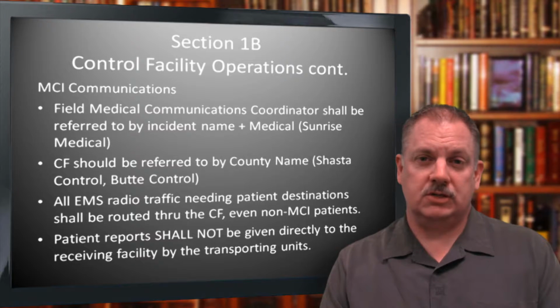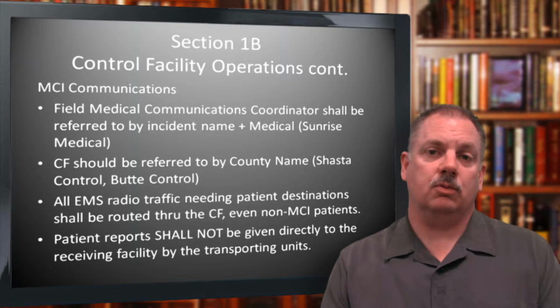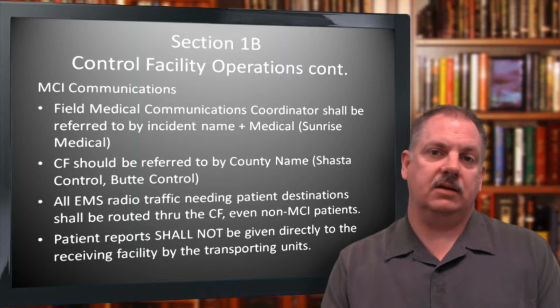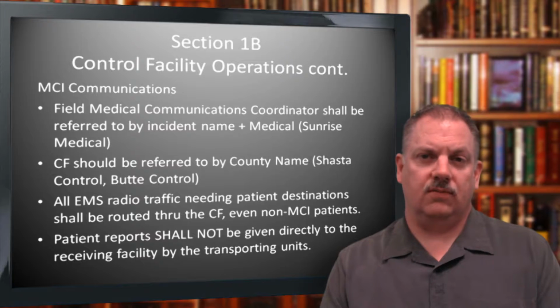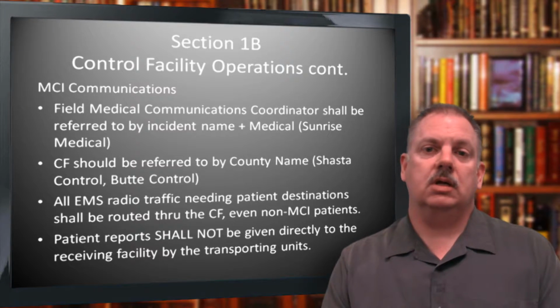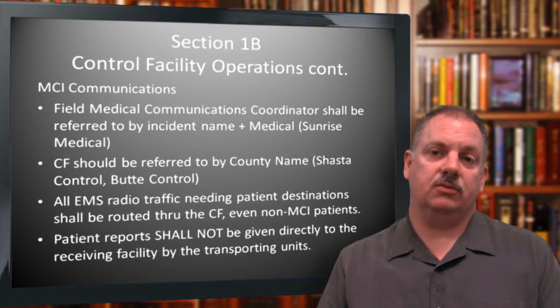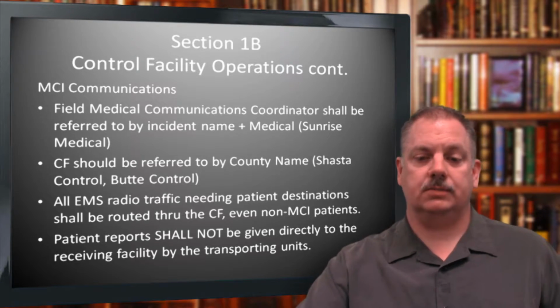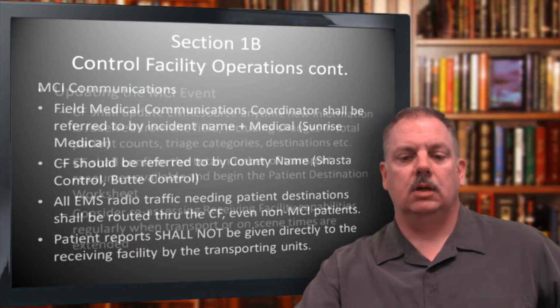The patient transportation group supervisor communications coordinator will relay to the control facility the patient age, sex, and injury type, along with the last four digits of the triage tag number, so that they can record that information and relay it to the receiving facility, so they do have a heads up that they're receiving a patient or patients.